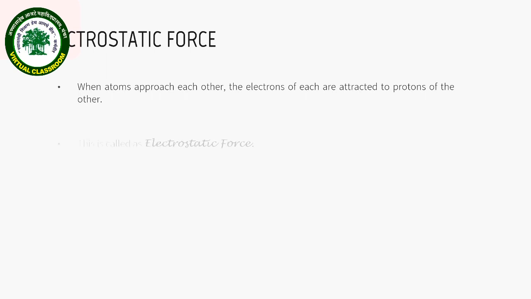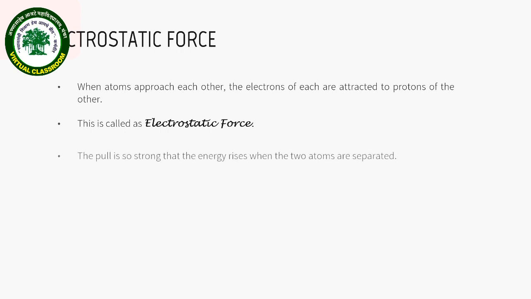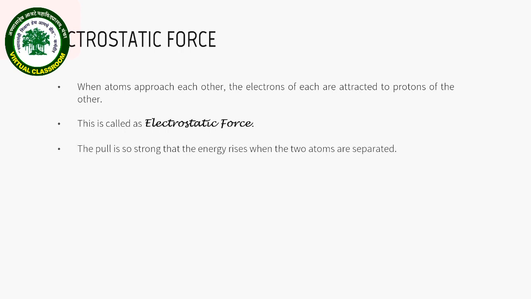Electrostatic force. When atoms approach each other, the electrons of each are attracted to the protons of the other. This is called electrostatic force. The pull is so strong that the energy rises when the two atoms are separated. Hence, the atoms tend to stay close.